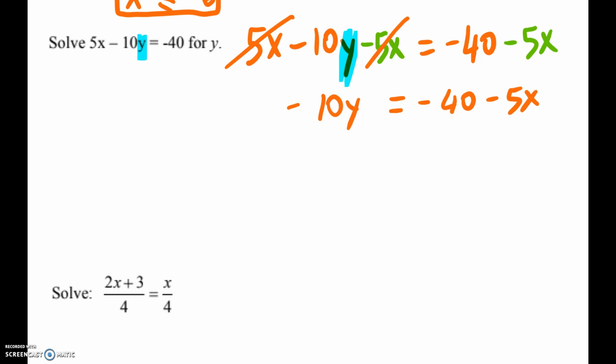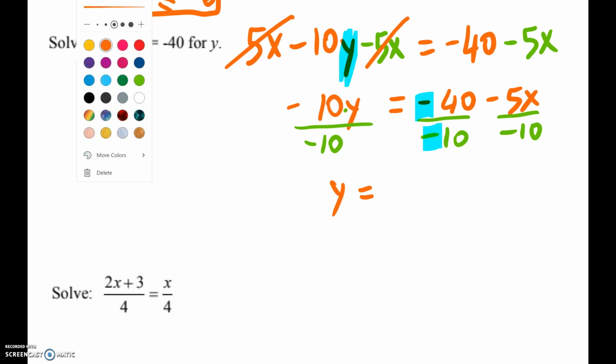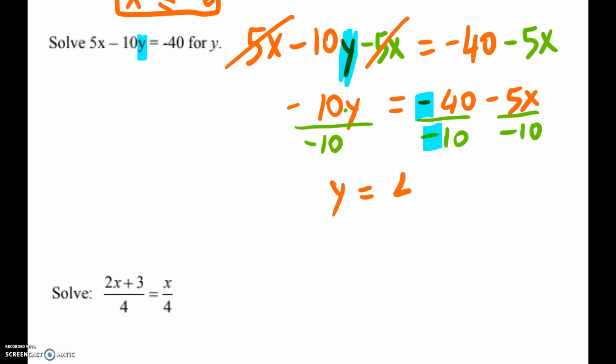Last step. Remember, this is multiplication. You should divide everything by negative 10. So now y is alone. Y is, remember, negative divided by negative is positive. So you have positive 4 here. And negative divided by negative is going to be positive. So plus 1/2 x.